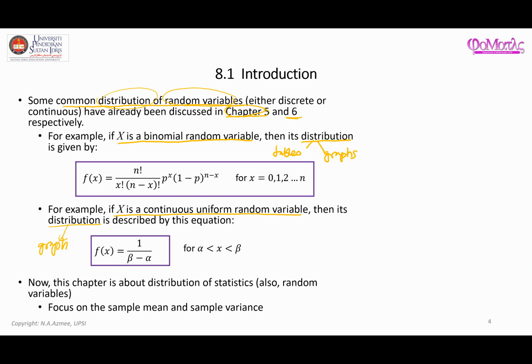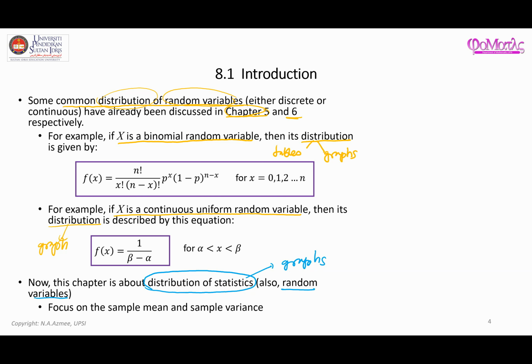Now, what is this chapter all about? Well, this chapter is about the distribution of statistics. Statistics are also random variables because the results vary from one sample to another. So basically what we're going to do is see what sort of graph or what sort of shape we can get for the statistics.